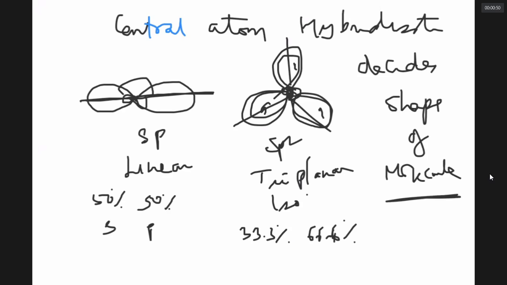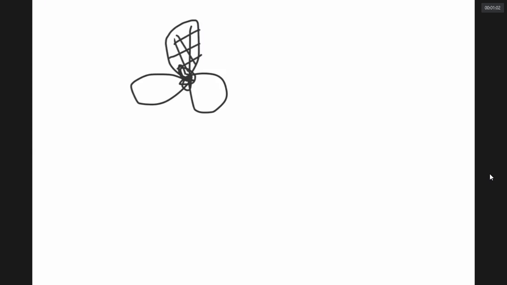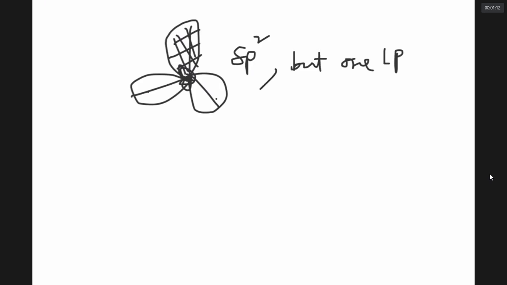If the central atom undergoes sp2 hybridization, but it is not making 3 bonds, it has one lone pair in one of the hybrid orbitals. Only 2 are used in bonding. What is the shape of the molecule, sir?